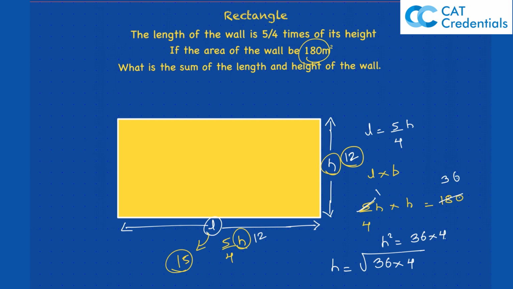What is being asked to me? What is the sum of the length and the height of the wall? Sum of the length and the height will be 15 plus 12, that is 27. That will be the answer. That's how simple it is. So it was again a simple problem on rectangle, but it was given in terms of length and the height. So you may be confused whether it's 2D or 3D. It's obviously 2D. It is a rectangle that was put in terms of length and the height.